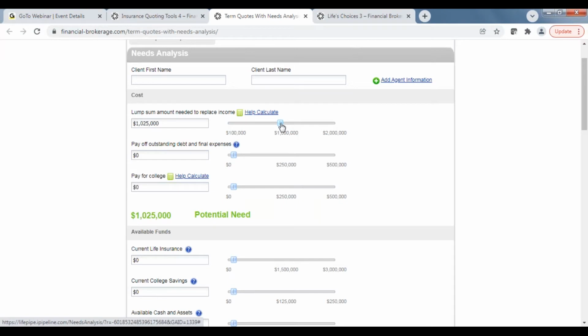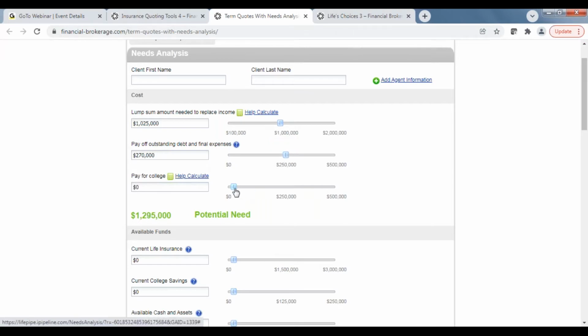And that is not popping up very quickly. So I may have a pop-up blocker active on this computer here. But that will work. I've used this before. You can also use the slider to put in a number that you want. Let's say this client has an outstanding mortgage that they would like to pay off as well. We'll add that in there.